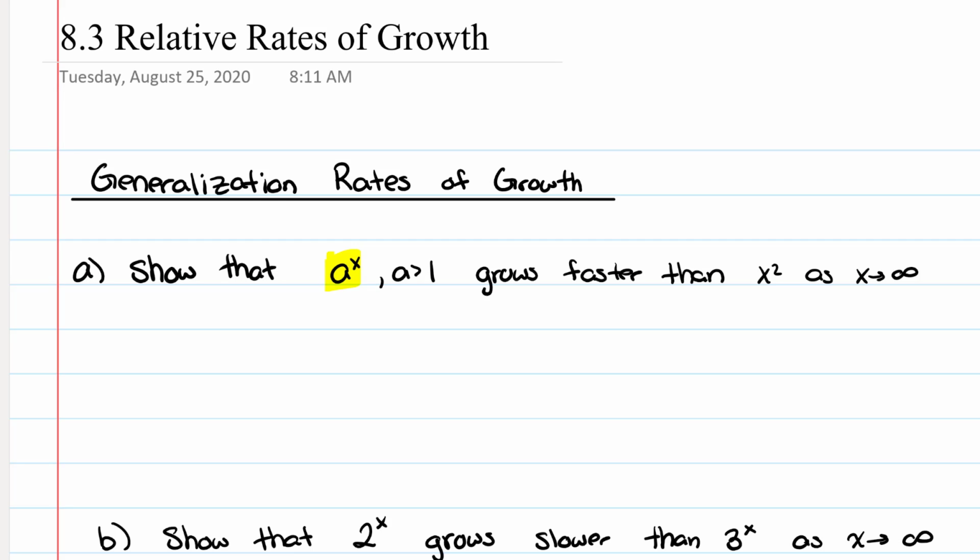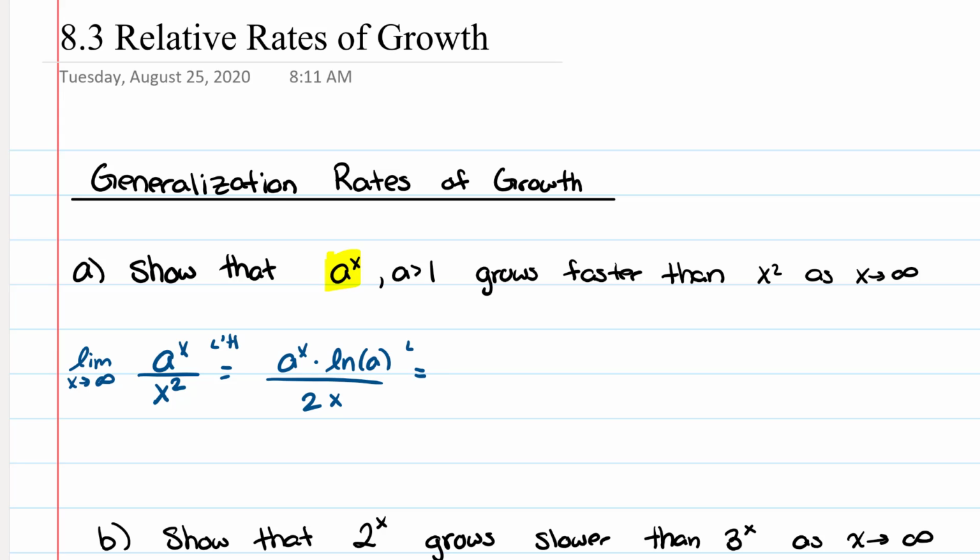So in order to do this, we let the limit as x approaches infinity, and I want to show it grows faster, so I'm going to put it in the numerator and divide it by x squared, representing our polynomial. So when I plug that in, I get infinity over infinity, so I'm going to need to use L'Hopital's rule. And again, the derivative of any exponential is a to the x times ln of a divided by 2x. Again, when I plug in infinity, I'm going to get infinity over infinity.